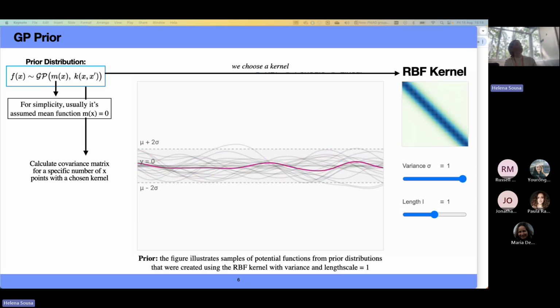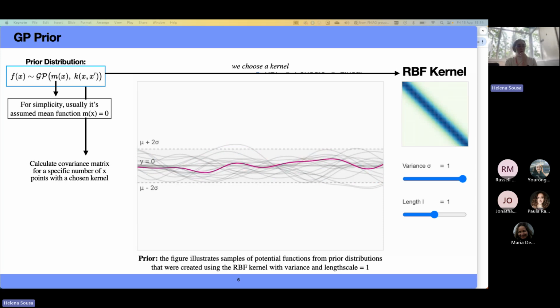Again, here I'm just showing an example using an RBF kernel. And as you can see, each sample that we get looks like a quite smooth function that is drawn from this GP prior.